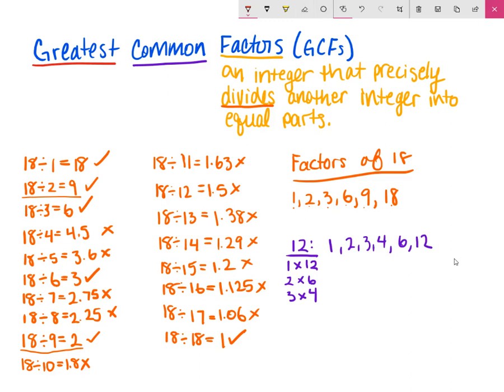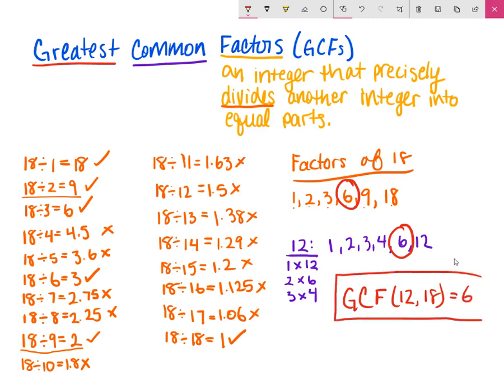Let's see, 1, 2, 3, they have all those in common. They got 6 in common. 9 they don't, and 18 they don't, and 12 they don't have in common. So that means that 6 is the greatest common factor out of 18 and 12. So we can say GCF of 12 and 18 equals 6. And I think that was the answer for our least common multiples too.